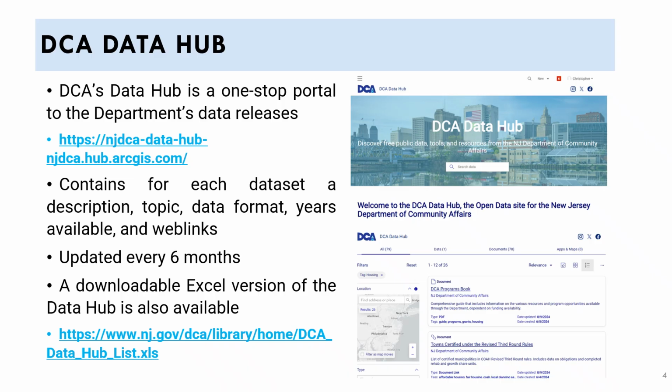And also there's a downloadable Excel version of the Data Hub available on our website as well. So this is your first one-stop portal. If you're looking for any of our data resources, you can find it by typing in the name of the resource in the search box and then clicking your selection in the page that appears below.